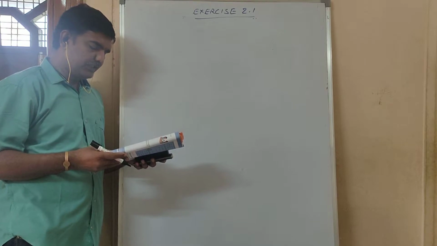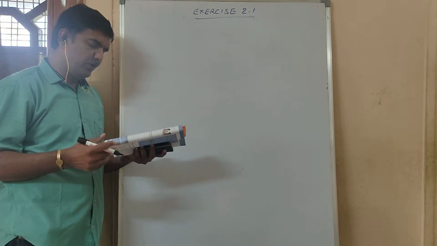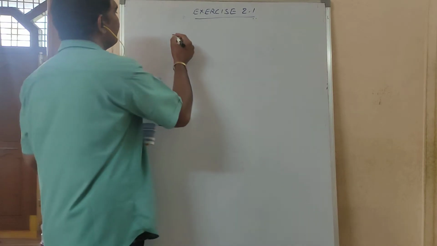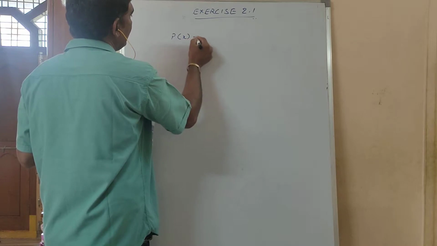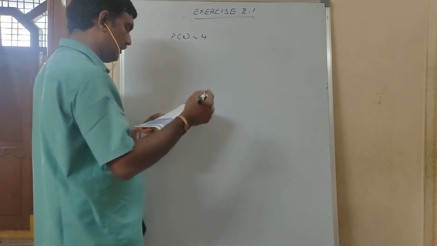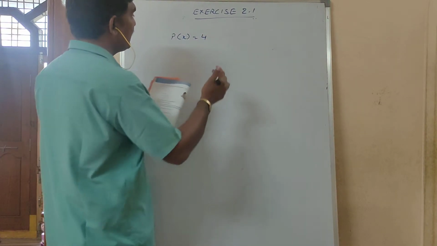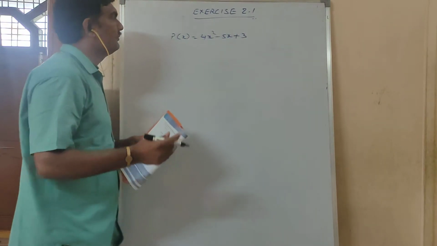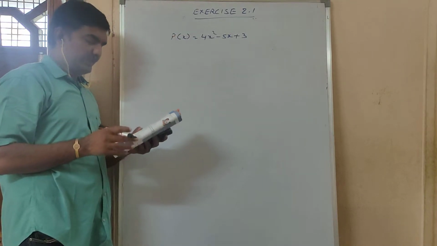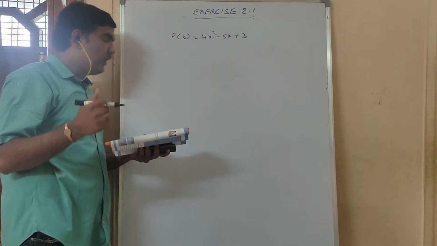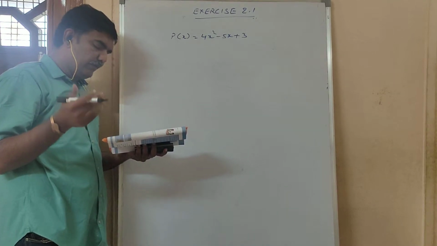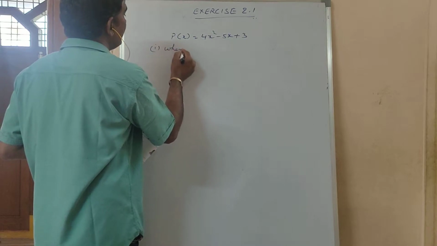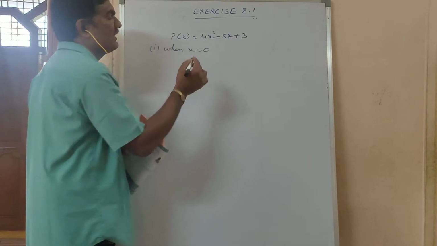The first question in exercise 2.1 is to find the value of the polynomial 4x square minus 5x plus 3. Polynomial, whatever is given, you have to assume as p of x. This is the given polynomial, and he is asking you to find its value when x is equal to 0.